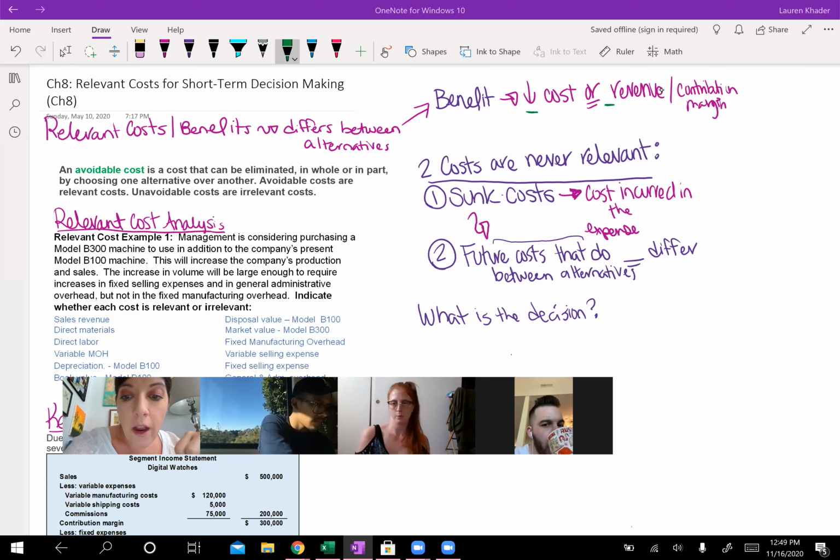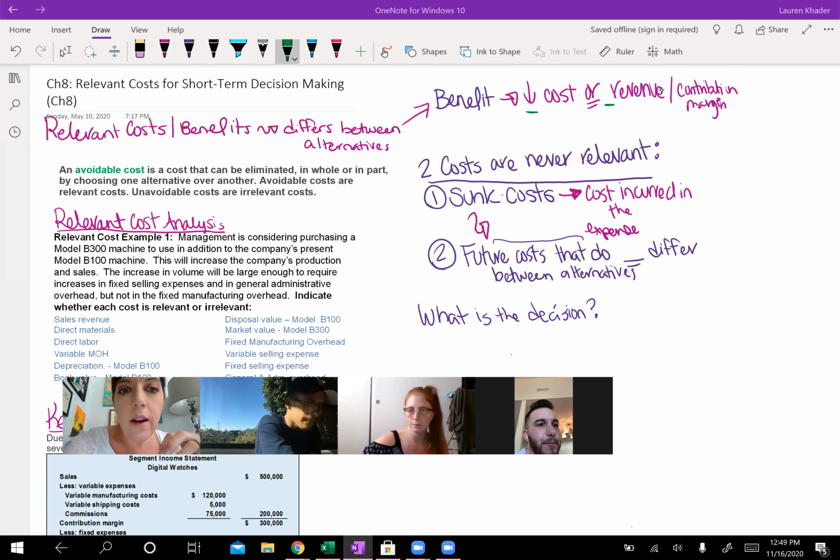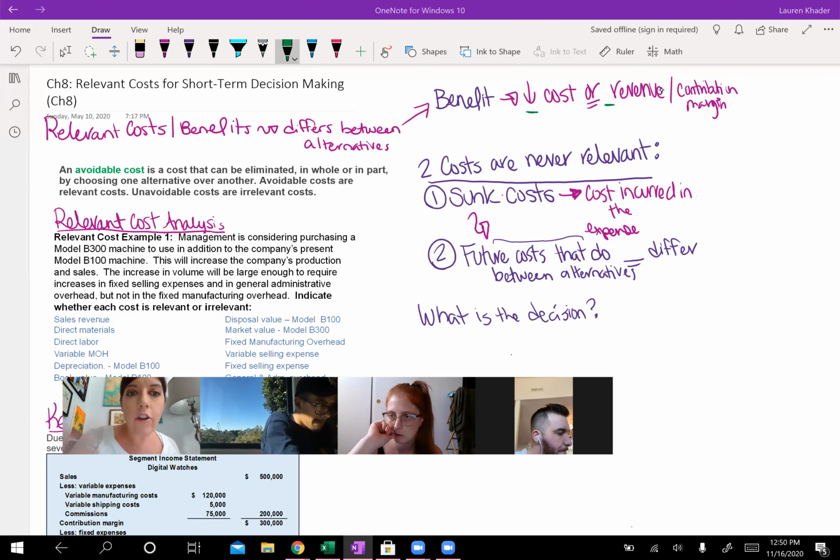The thing with this chapter is that you're going to be given a lot of information, a lot of numbers, and you need to be able to go through that set of information that's given and eliminate a whole bunch of information. Because as managers, you're privy to everything the company has. You know the costs, you know the revenues, but you need to figure out what is important and relevant to the decision that's at hand that you're focusing on right now.